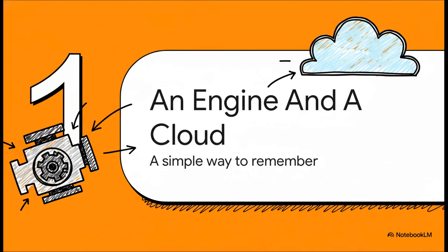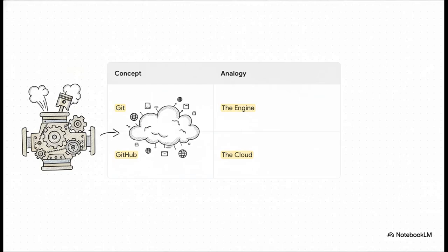And here it is. This is the big idea you need to walk away with. Just think of Git as an engine and GitHub as the cloud. That's it. This one metaphor is the key to the whole thing. See? It really breaks it down. Git is that powerful engine that's doing all the heavy lifting right there on your machine. And GitHub, that's the cloud. It's the online space where you can store everything and share what that engine built. So let's look a little closer at each piece, starting with the engine.